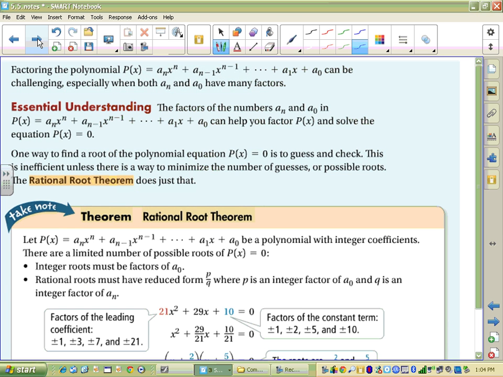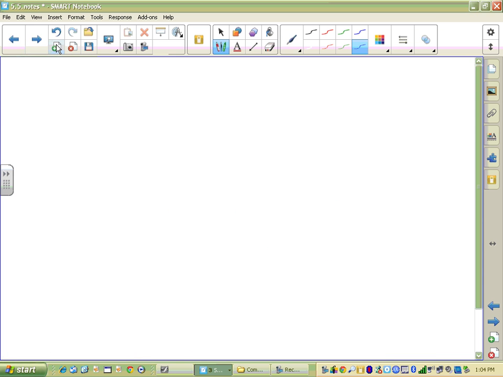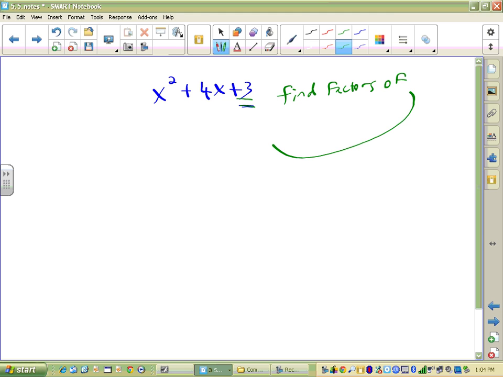They start off in this section by telling you that factoring can be challenging. What they're reminding you here is this. x squared plus 4x plus 3. When you factor it, what you're really doing is finding factors of that number on the end. That's what you do when you factor. Find factors of the constant.